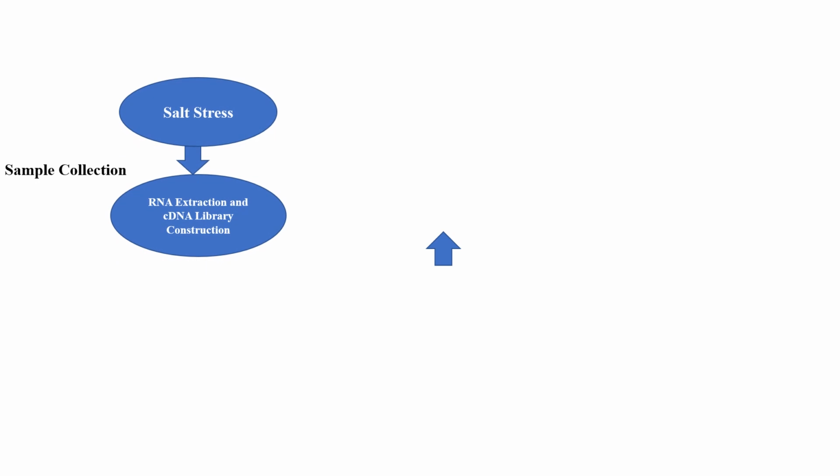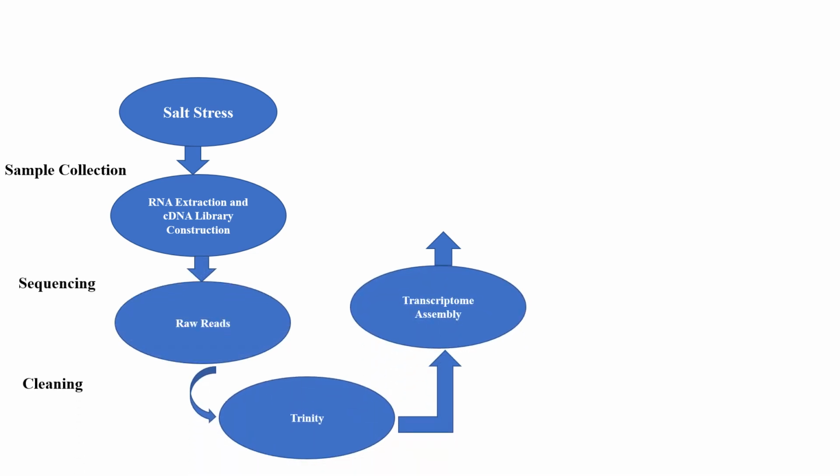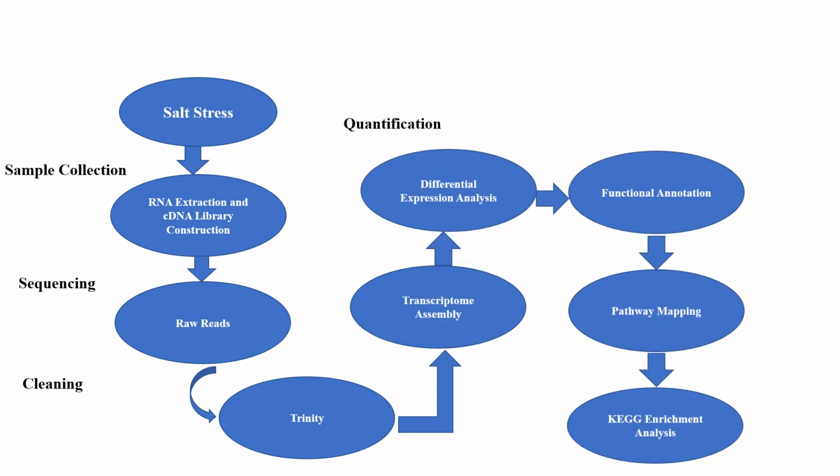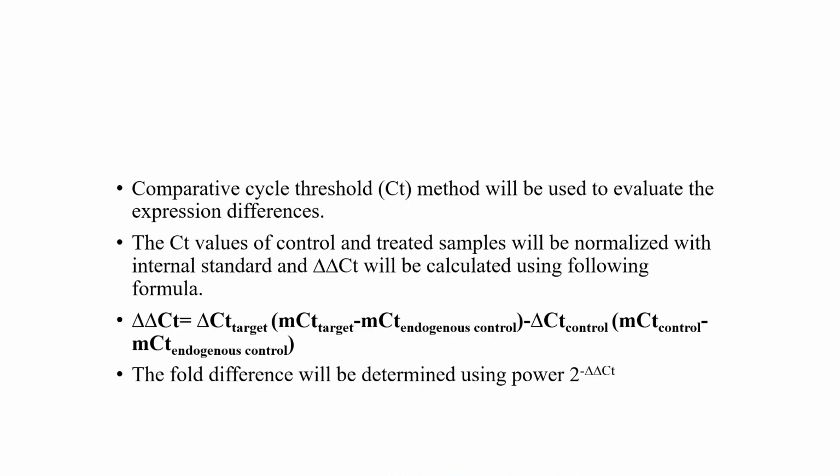So basically this is the step-by-step procedure that we are using for RNA-seq and transcriptome. It's sample collection, sequencing, then cleaning, then quantification. In this way, we can make the inference analysis finally at the end.